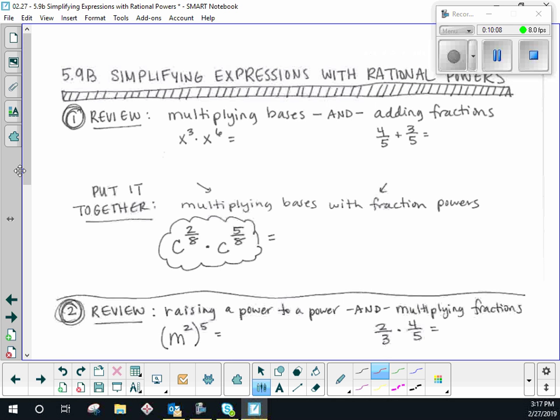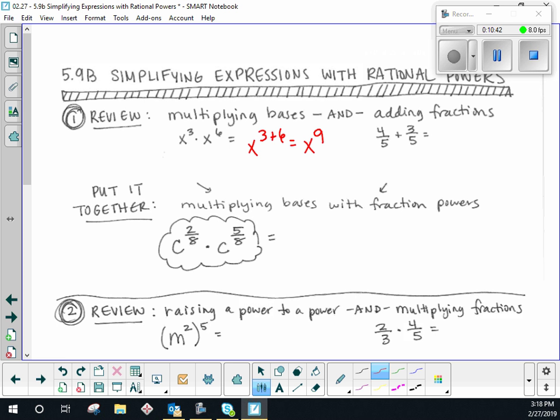So we're going to do these two baby basic problems and then talk about how it supports this cloud problem. In this cloud problem, I have two bases that are being multiplied, and they have fraction powers, rational exponents. Let's look at some examples where I don't have fraction exponents. Do you remember x cubed times x to the 6, what we do with the exponents there? We add them. So the rule when you're multiplying bases is that you add the exponents.